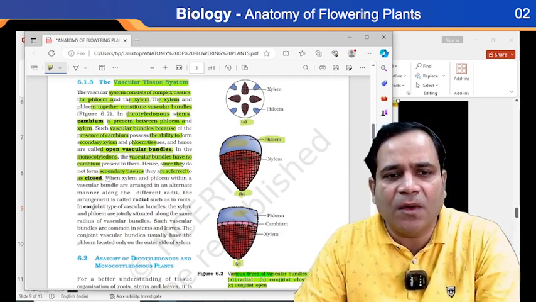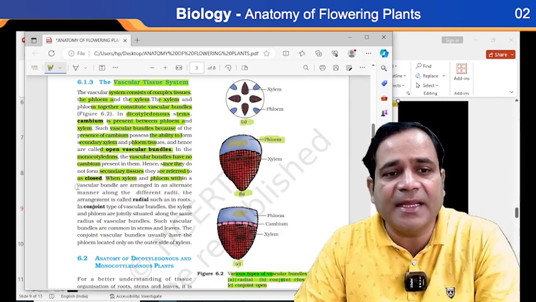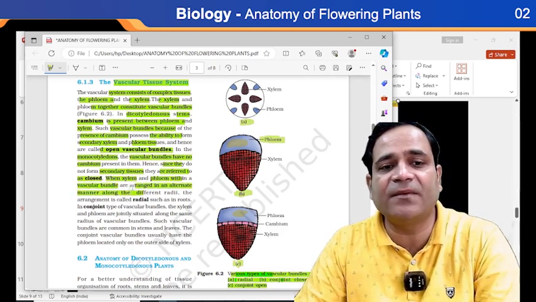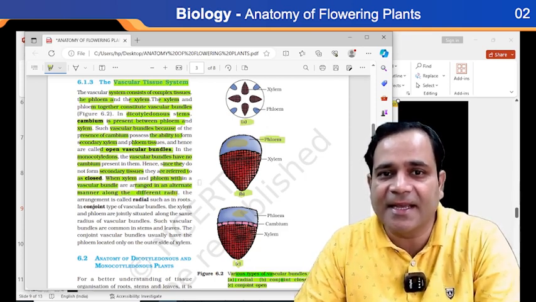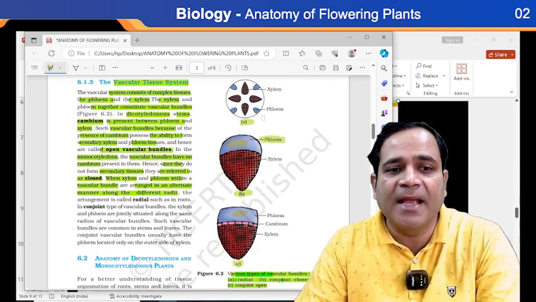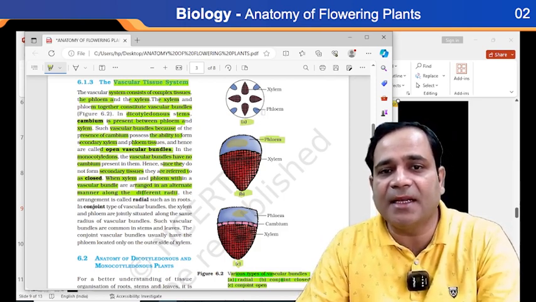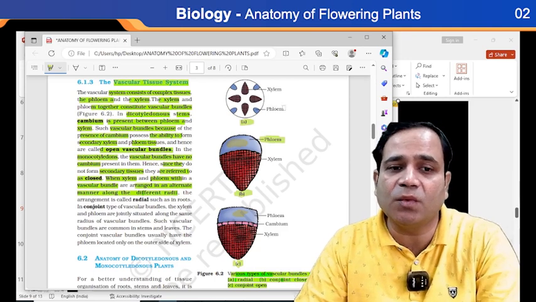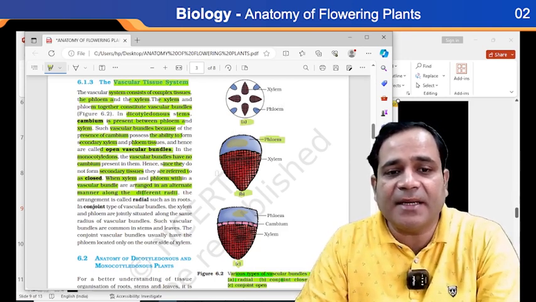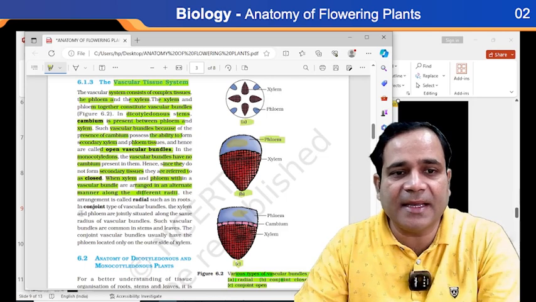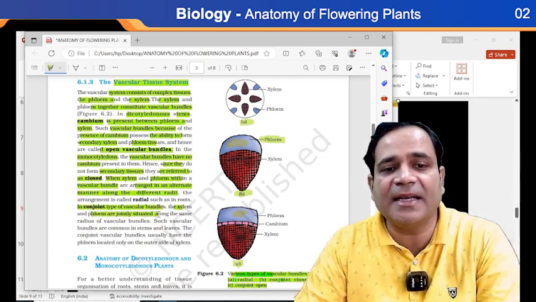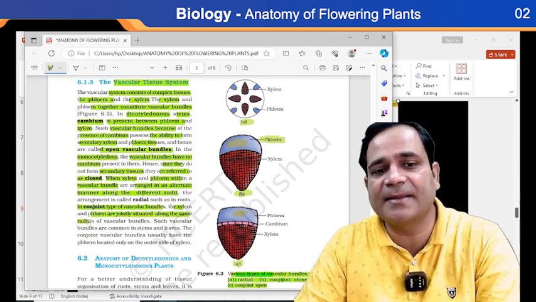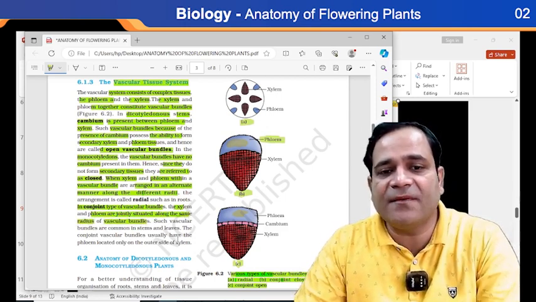Okay. Now, when the xylem and the phloem within a vascular bundle are arranged in an alternate manner along different radii, see, this is the different radii, this arrangement is called radial. And this arrangement is seen only in roots. And in the conjoint type of vascular bundles, the xylem and the phloem are jointly situated along the same radius of the vascular bundle.